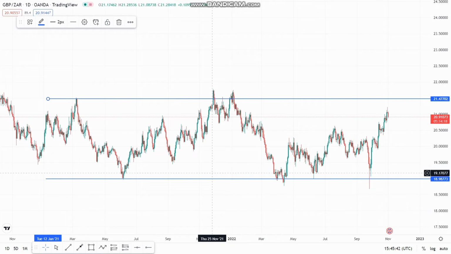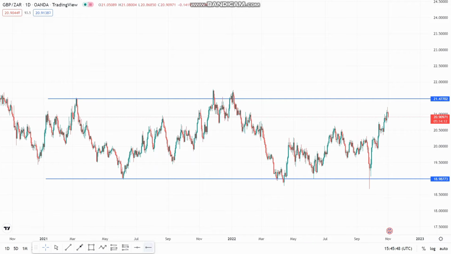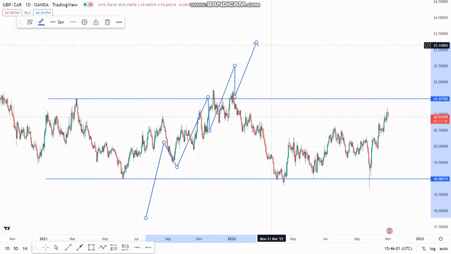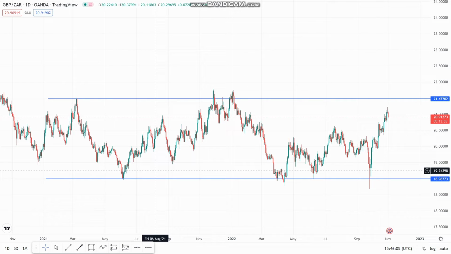But if you look closely, we have a lot of zones inside our support and resistance level. The market has been pushing to the upper side up until right over here. And as we all know how the market moves, it makes a move, a correction, move, correction, move, correction, move. This is how the market moves. So let us keep on analyzing.